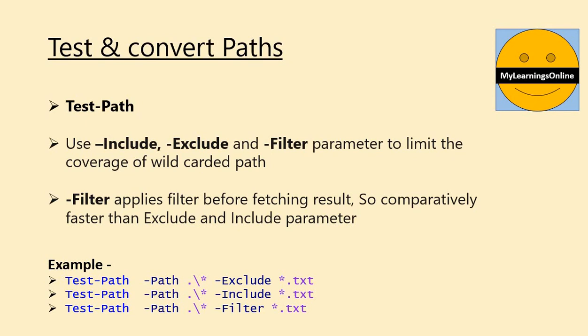Include, Exclude, and Filter parameters are used to limit the coverage of a wildcarded path. The Filter parameter is always preferred over Include and Exclude wherever possible because in some cases Filter may work faster than Include and Exclude. In this example, in the first command, we are trying to test if the location specified under the Path parameter contains any file apart from txt files. We have omitted text files from testing using the Exclude parameter.